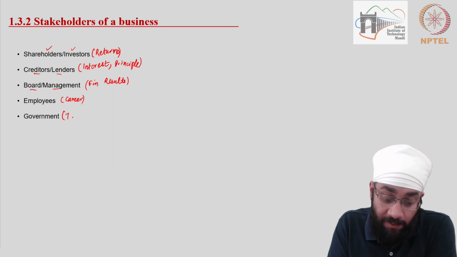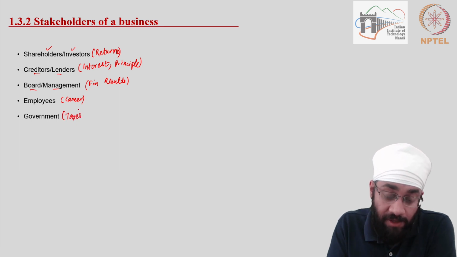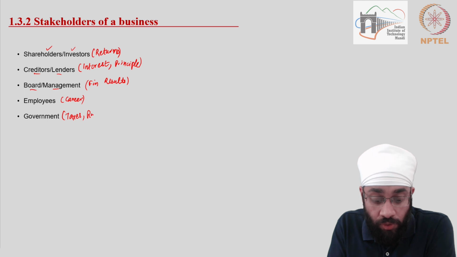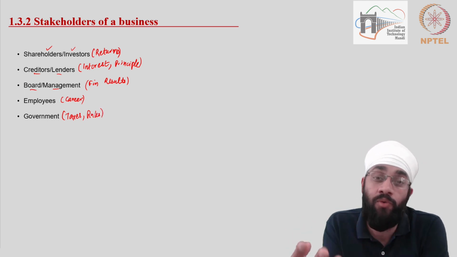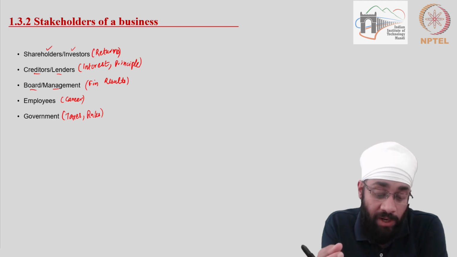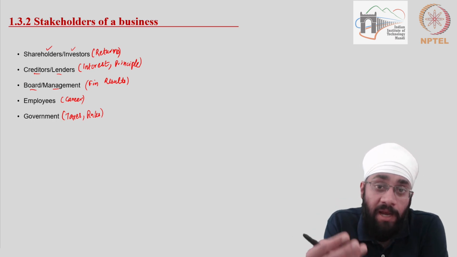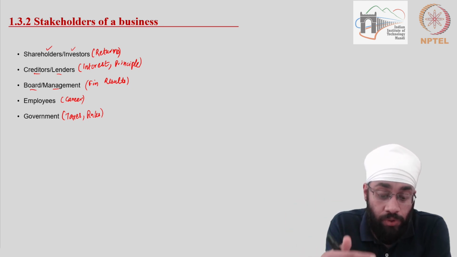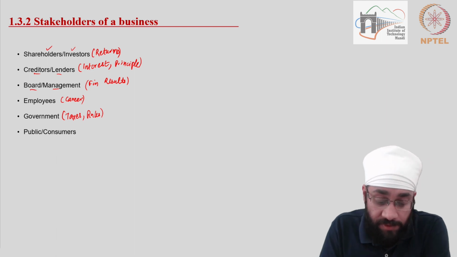Then you have government. Government wants to know whether taxes are being paid in accordance with the laws and regulations in the income tax sector or not. The government also wants to know whether this company is following various rules and regulations which are required for a specific industry, for financial reporting, and for many other purposes as defined from time to time. So all these stakeholders have different kinds of interest in the business.